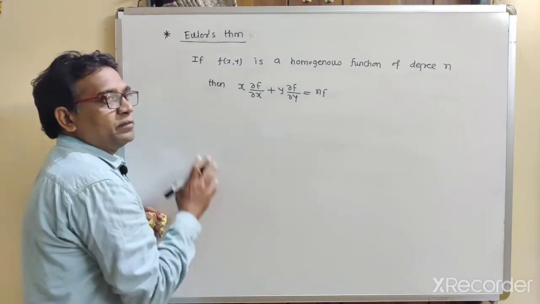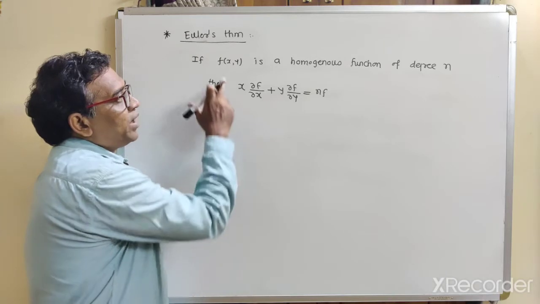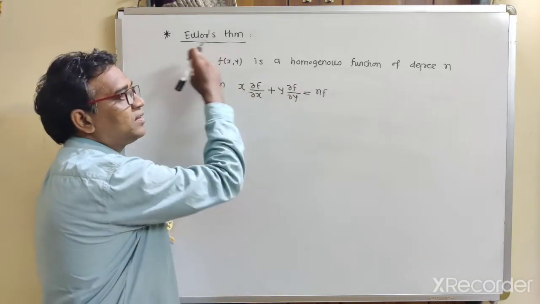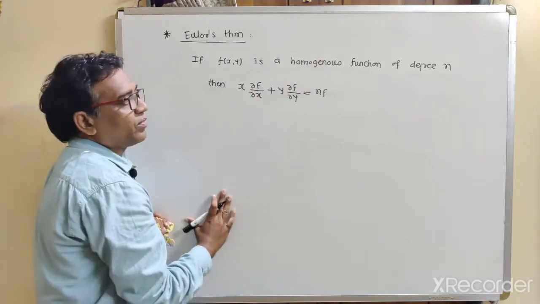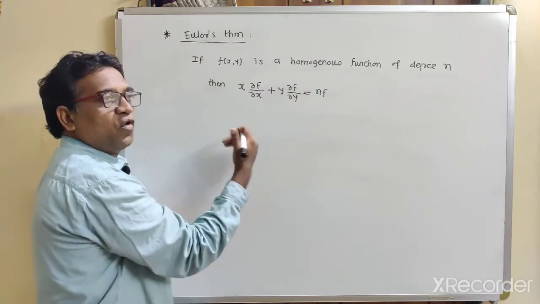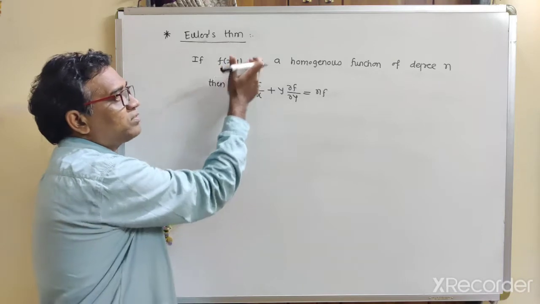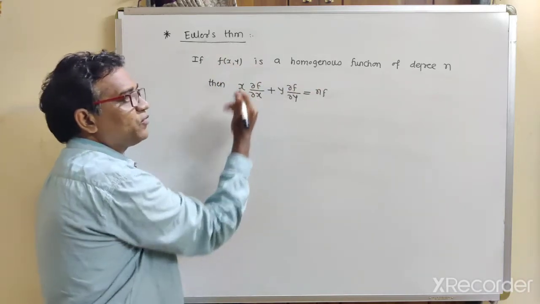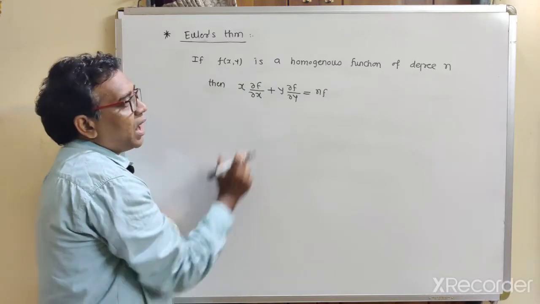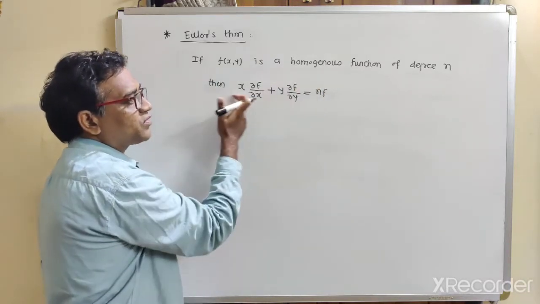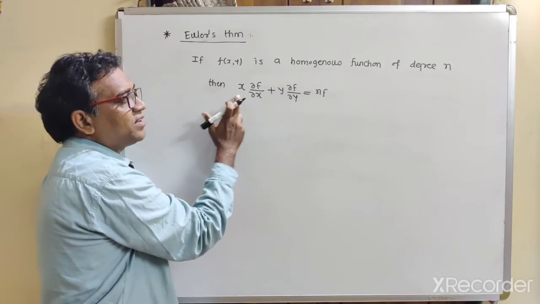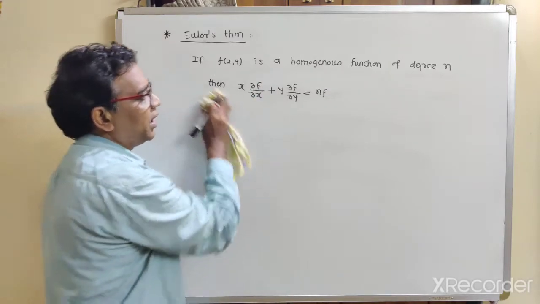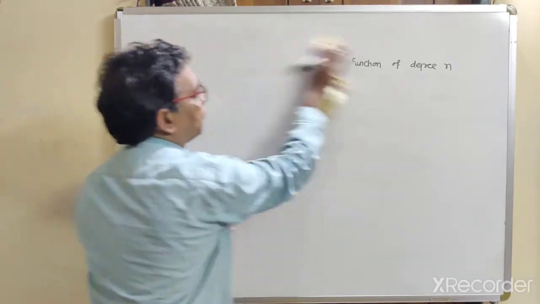Now see what is given. We are given f(x,y) as a homogeneous function of degree n. This is the given condition. So we can use the definition of homogeneous function, and by using this definition, prove this equation: x into del f by del x plus y into del f by del y is equal to nf. So write down the proof.